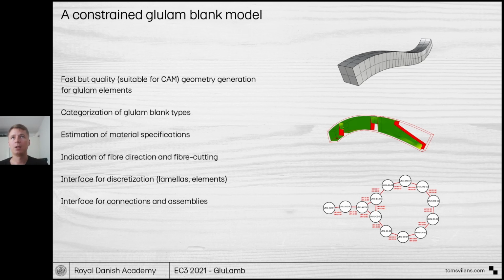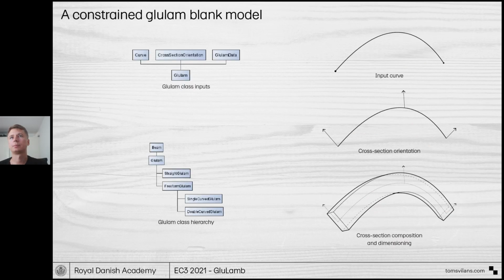Number 5. An interface for discretizing the GluLamb blank into individual lamellas as well as elements for finite element analysis. And finally, number 6. An interface for building relational models of multiple GluLamb elements and their associated connections.